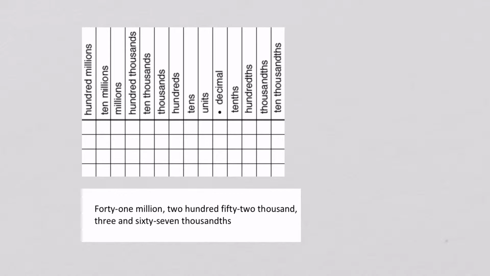Okay, let's talk about the number 41,252,003 and 67 thousandths. So that number to be written out in numeric form, the 41 million, let's break it down into little pieces. 41 million means the 1 needs to be in the million spot. So I'm going to put a 1, but in front of that I'm going to put the 4. So 41 million.